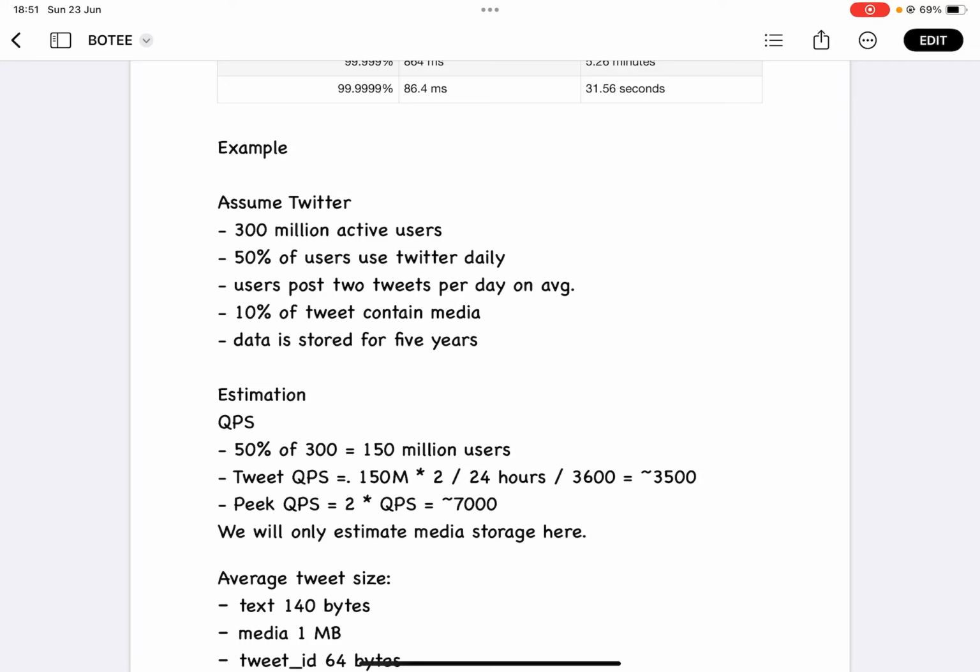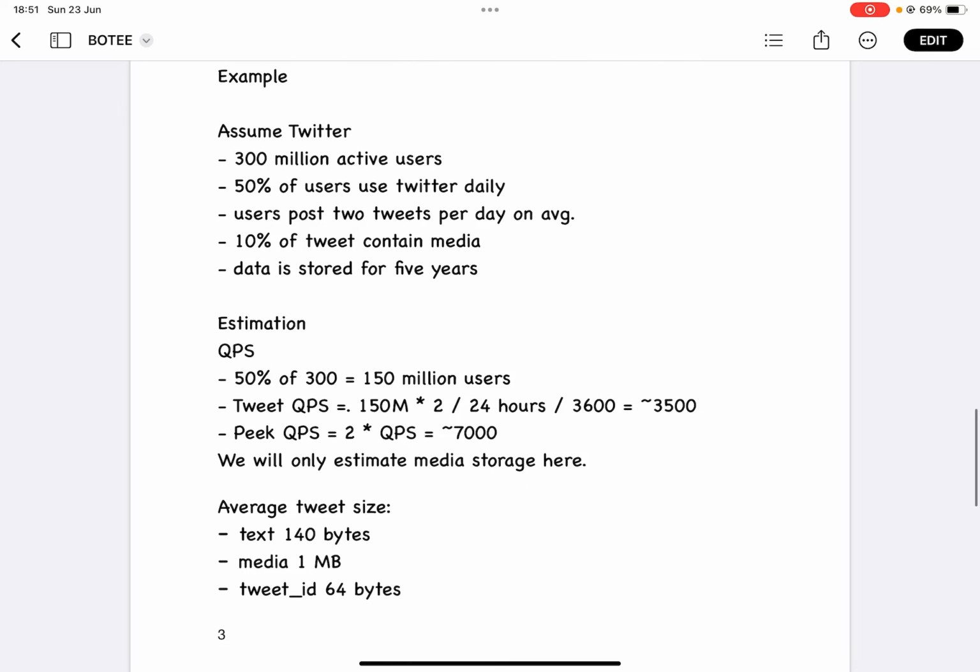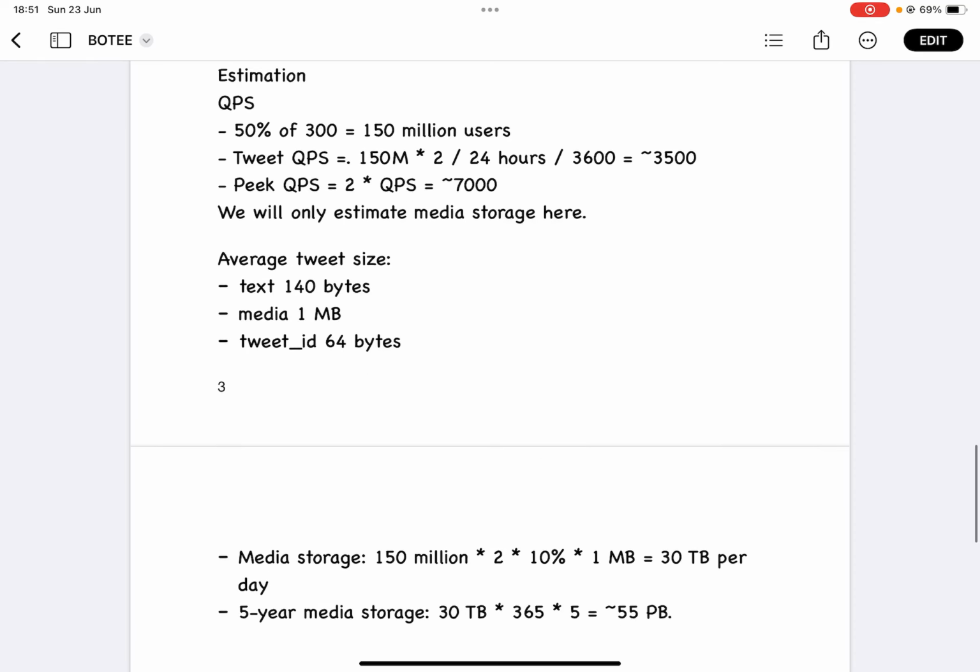But now when it comes to the data, let's talk about the data. If you have 10 percent of the tweets containing media, what are the potential sizes of the content that is sent across while you're tweeting? There is text, which is around 140 bytes, media of 1 MB, and a tweet ID which takes up 64 bytes.